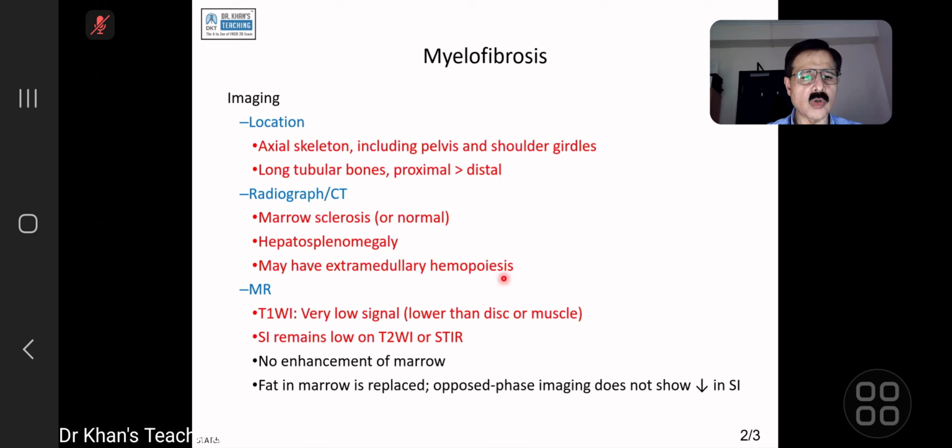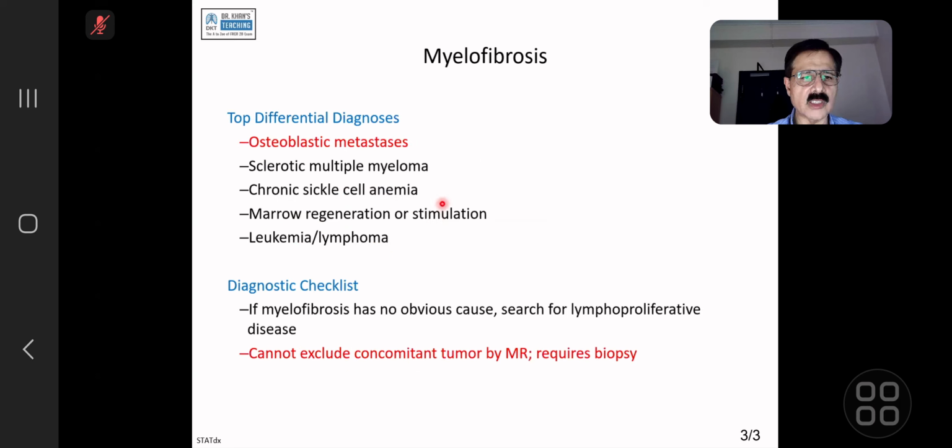And so the point is that what we were looking at is T1 very low, and on the STIR sequence it will remain very low. Now the problem is the differential diagnosis, osteoblastic metastasis. So please remember, if there is a diffuse metastasis of prostate, it can give you this kind of behavior, and then you will end up doing a second study.